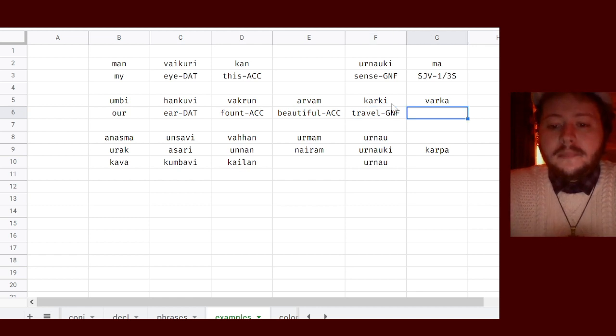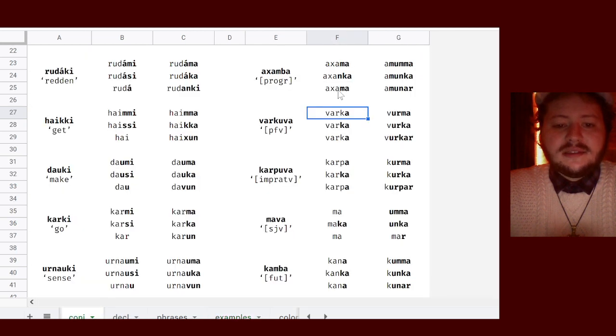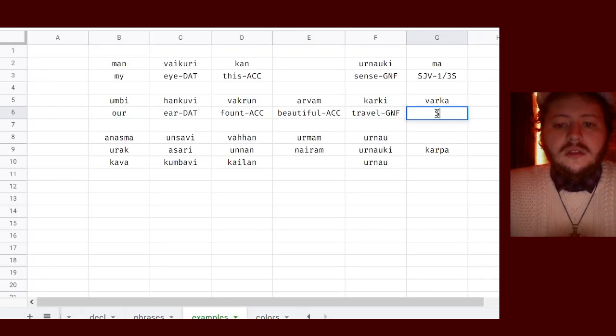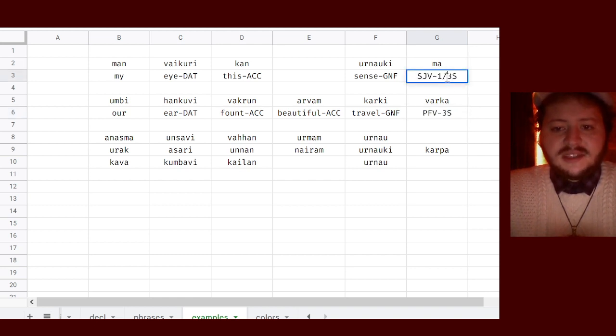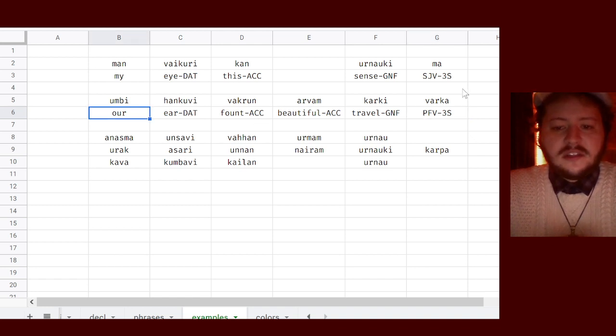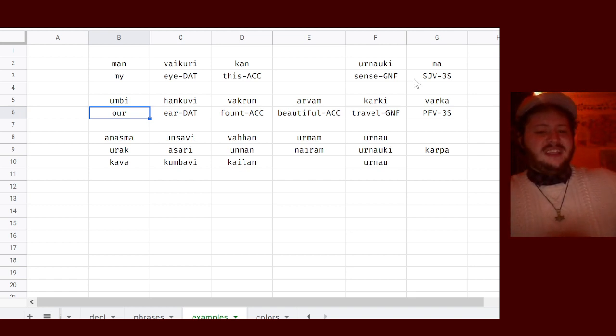And then varka is, I'm forgetting what varka is. Varka is the perfective, that's right, it's varkuva. Varka is the perfective. And I'm going to say this is third person singular. It could be one or third. That's how I usually mark it, but actually I'm going to specify which one it's intended to be here. It's intended to be third person because you are not the subject. There is no subject in the sentence. It's just a third person thing, like in space, really.